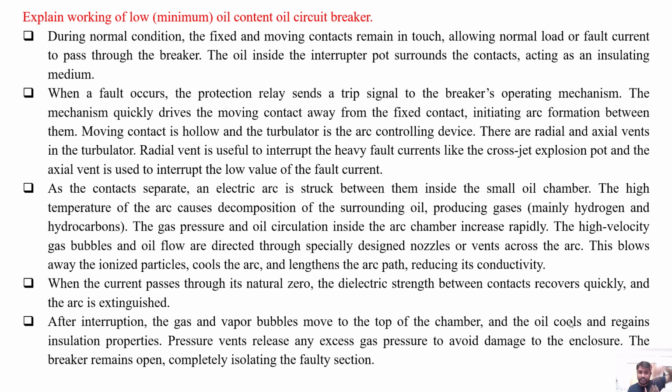Now, as the contacts separate, an electric arc is struck between them inside the small oil chamber. The high temperature of the arc causes decomposition of the surrounding oil and gas production, mainly hydrogen and hydrocarbon gases. The gas pressure and oil circulation inside the arc chamber increase rapidly.